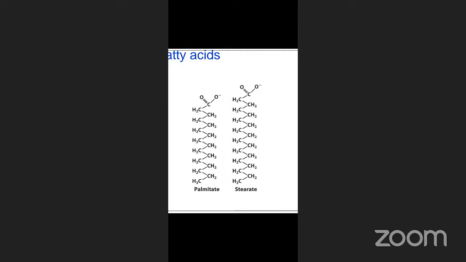Here you can count the number. As I told you, C16, C18. Palmitate consists of C16, that is 16 carbons. You just count from the functional group: 1, 2, 3, 4, 5, 6, 7, 8, 9, 10, 11, 12, 13, 14, 15, 16. So 16 carbons are present in palmitate, whereas in stearate, you can see 18 carbons. Based on the number of carbon atoms, we give the numbering C16, C18, C20, C22 like that.